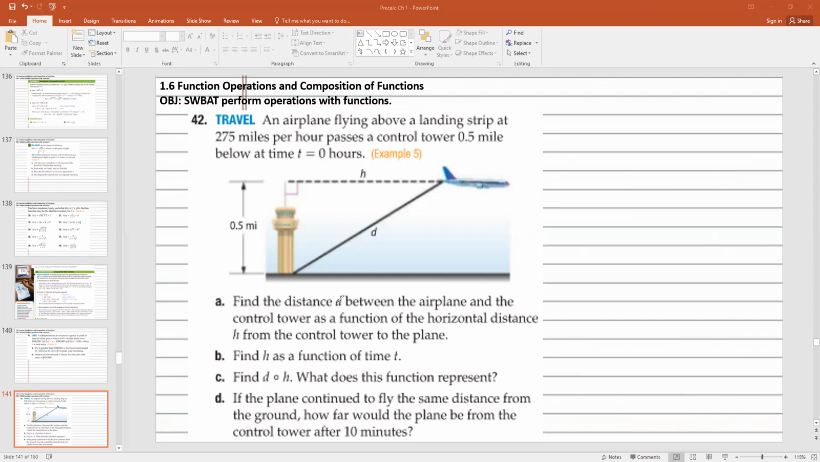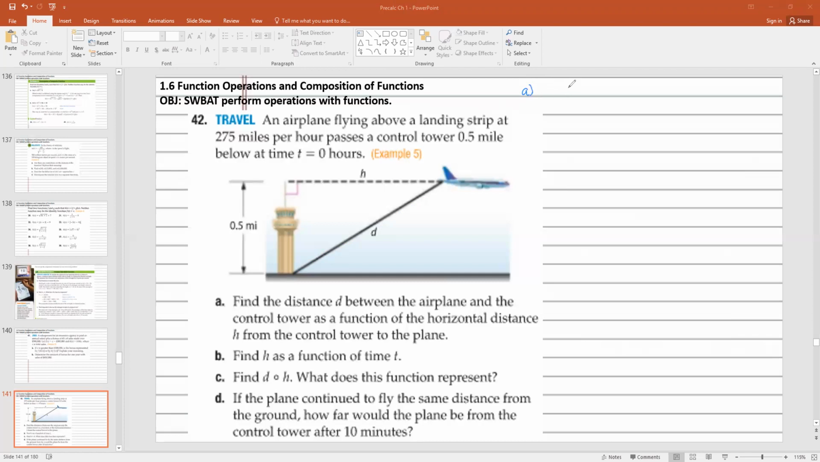So find the distance d between the airplane and the control tower as a function of the horizontal distance h from the control tower to the plane. All right, so we got our right triangle there. Let's do blue, why not? So you have a right triangle.